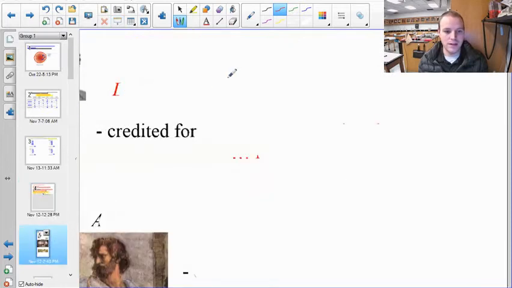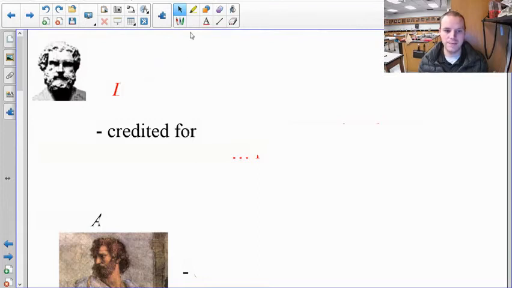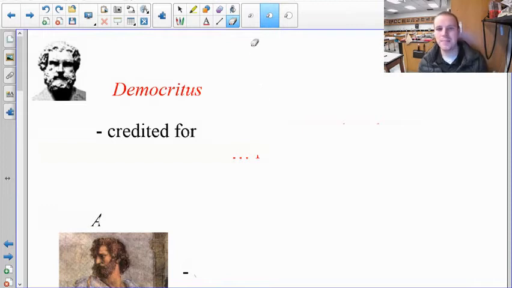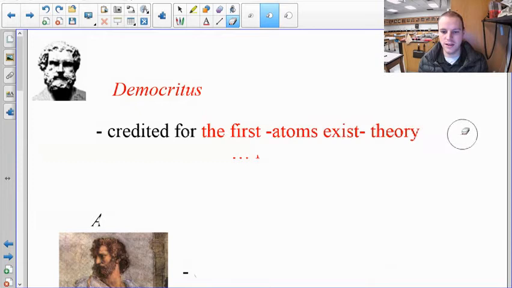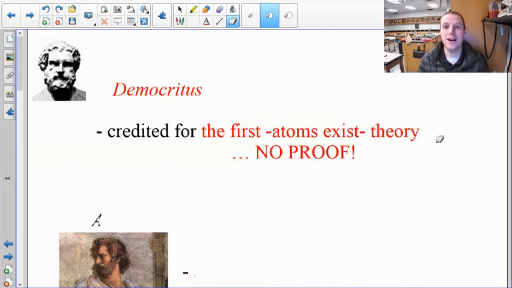So that brings us to our first individual who I'd say is part of the history of the atom. It's a dead Greek dude named Democritus. Democritus is credited for the first atoms exist theory, but he didn't have any proof. As we go through all these dead guys in the history of the atom, what I want you to be able to do is to tell me their name and basically their main contribution or two. So for Democritus, he came up with the first atoms exist theory.